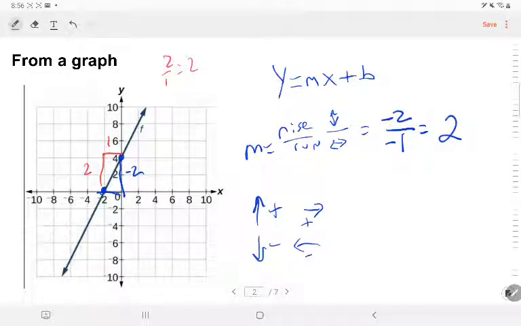Now my y-intercept is where it crosses the y-axis. It crosses the y-axis right here. So that is a 4. So now all I have to do is plug it in.